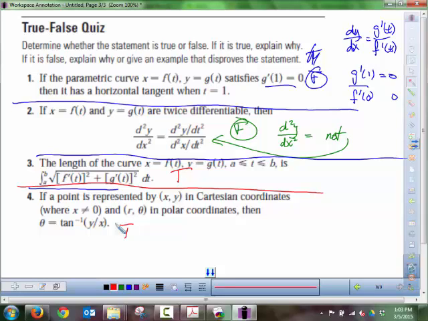So the tricky part about this and polar coordinates in general is that tangent is only defined between negative pi over 2 and pi over 2. That's one possible reason why this is false. Anything else?